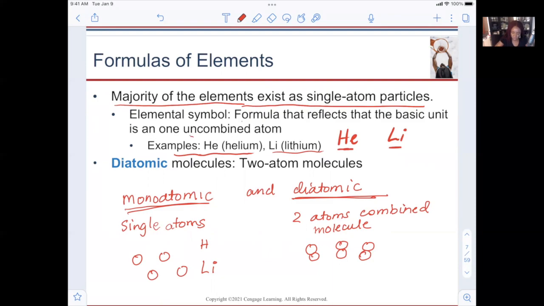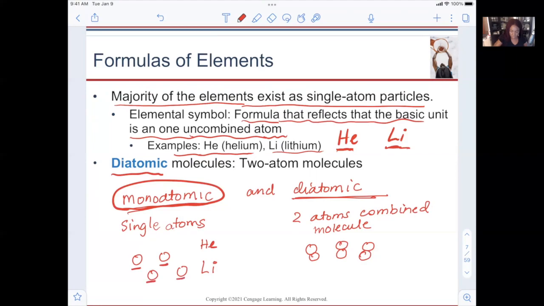So we're told right here, the formula that you wrote reflects that the basic unit of that element, of one particle of that element, exists as an uncombined atom, okay? On the other hand, we do have diatomic, monoatomic, triatomic, polyatomics. Let me take a step back a little bit. Monoatomic elements, these elements are like helium and lithium. Helium, by the way, is a gas. When you see helium in nature and you're studying the fundamental particles, each helium exists as one individual atom of helium, shown right here, okay?